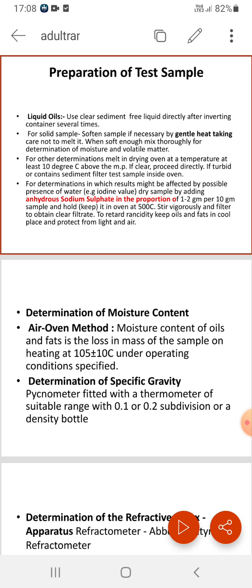The amount of loss we can calculate by measuring the weight of oil before heating and after heating. The difference can give us the ultimate result. We can check for specific gravity using a pycnometer.